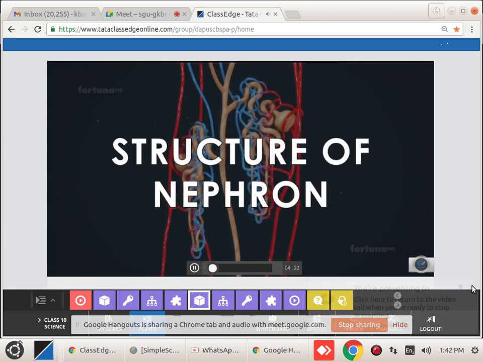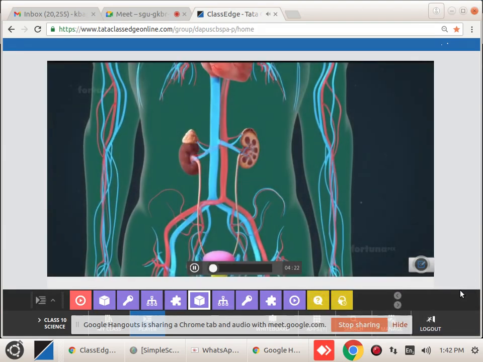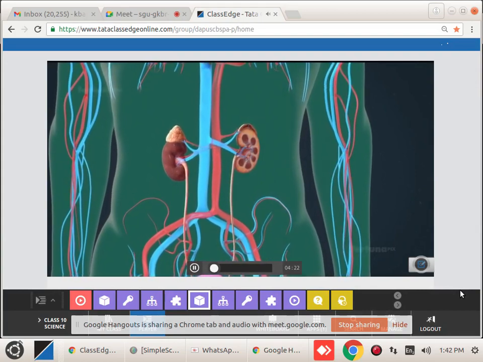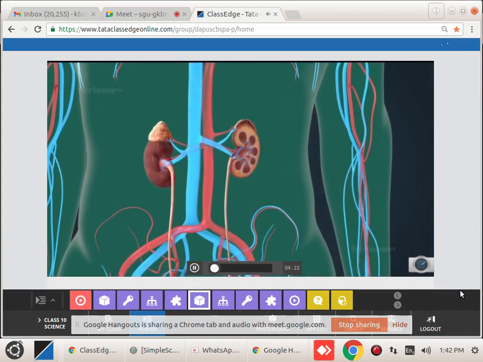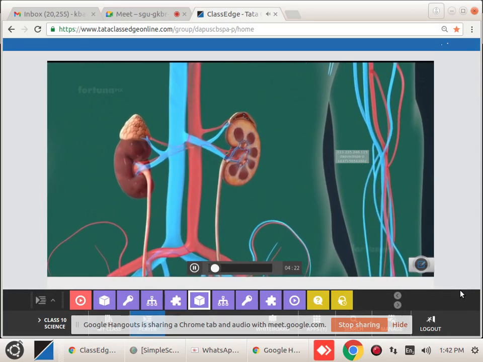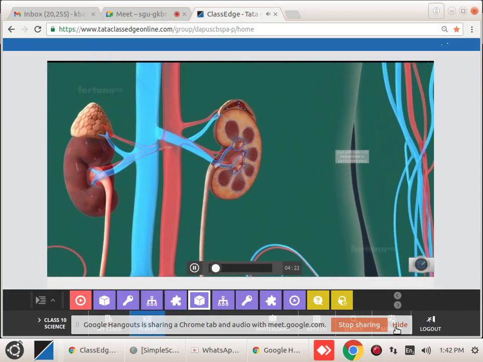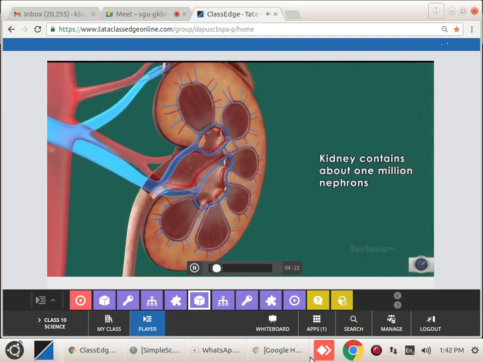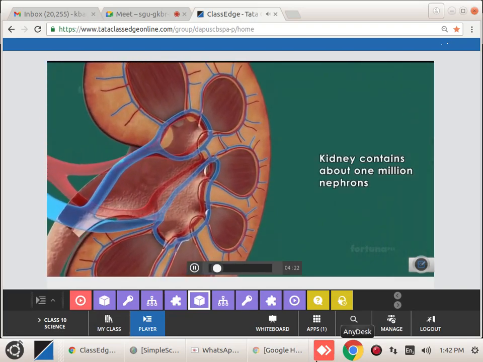Structure of nephron. Nephrons are the functional units of the kidney. Not only are they responsible for eliminating waste products from your body through the formation of urine, a human kidney contains about 1 million nephrons.